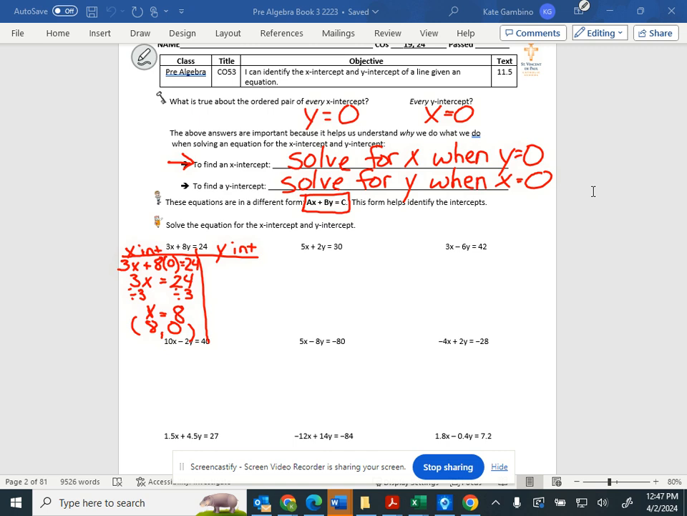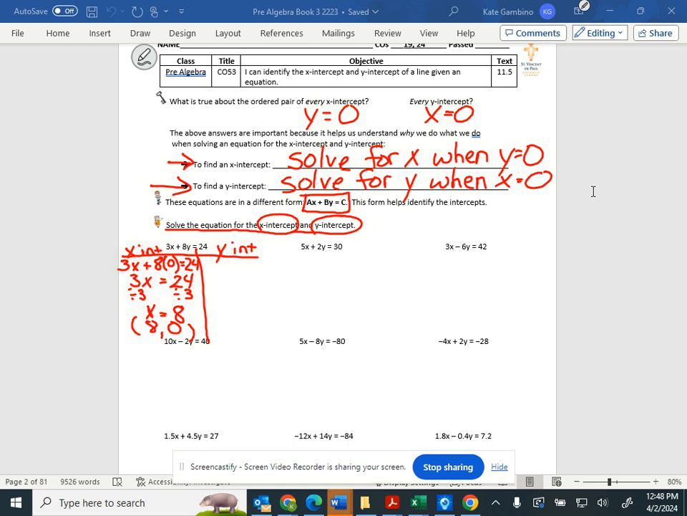Well, you do what the directions say. Solve the equation for the x-intercept and the y-intercept. So that's why I divided it into two sides. I have x-intercept on this side. Now I have to solve for the y-intercept. So how am I going to write my equation now? Claire, what do I do to solve for my y-intercept? Yeah, I'm going to put a 0 in for the x this time.